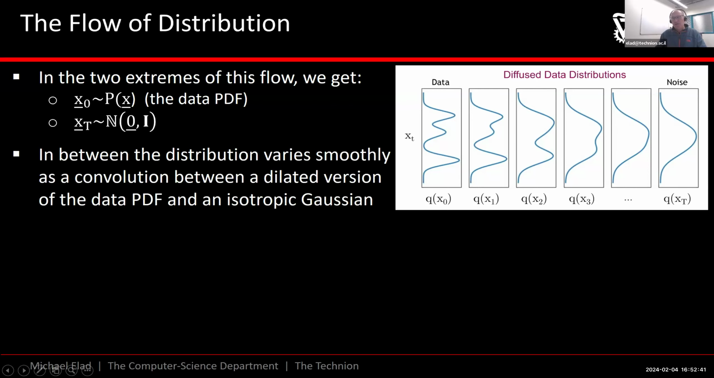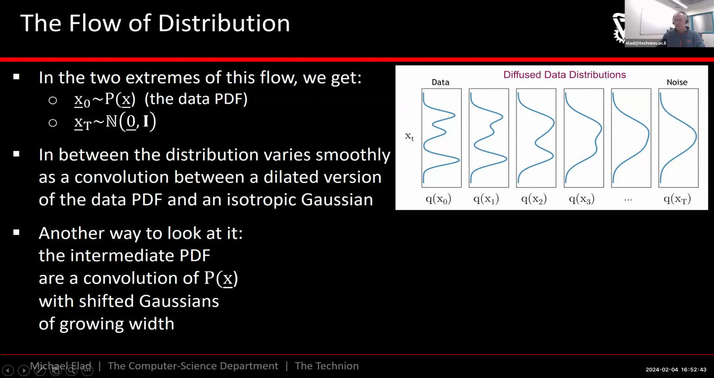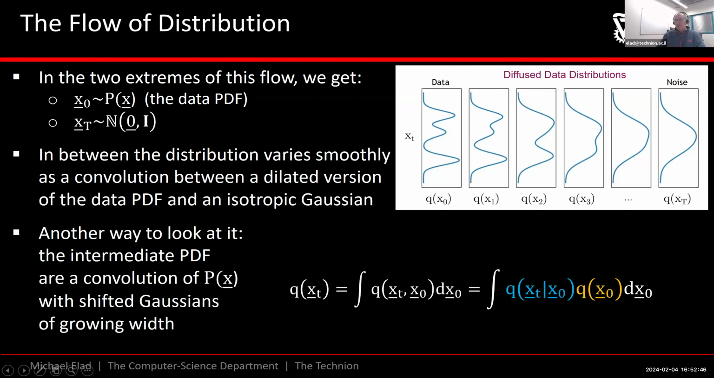Another way of looking at it is the following. Look at this expression. The probability at time point xt is basically the joint distribution of xt and x0, and we marginalize over x0. Now, instead of writing the joint, I'm writing the conditional in blue. Conditional is a probability of xt given x0 times probability of x0 in yellow, and again integrating over x0. Why am I doing this? Because the yellowish part is the probability that we started from. The blue part is a Gaussian.